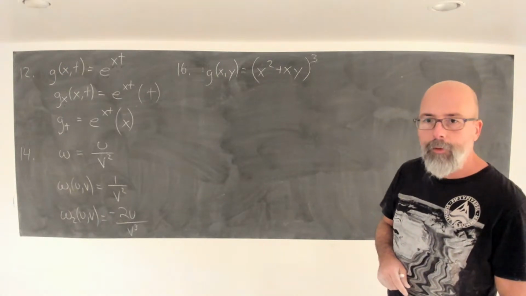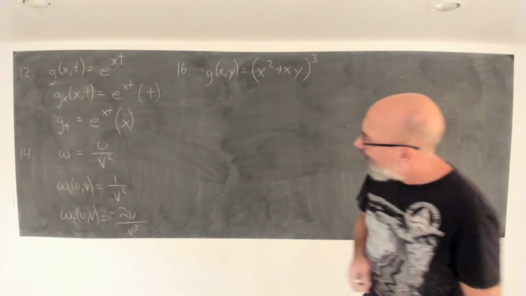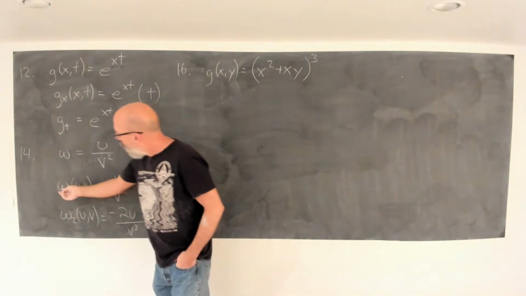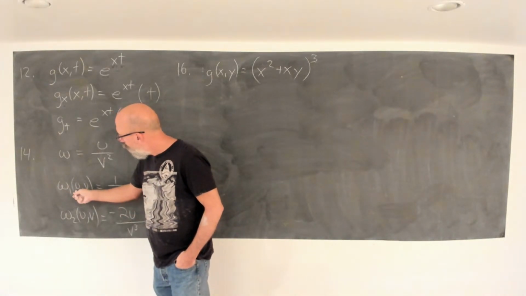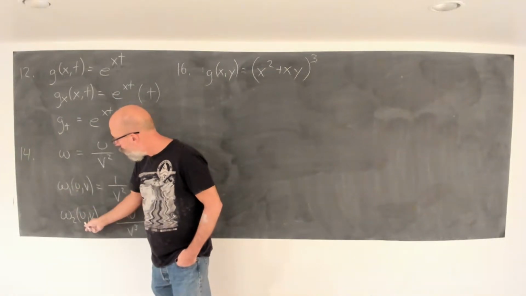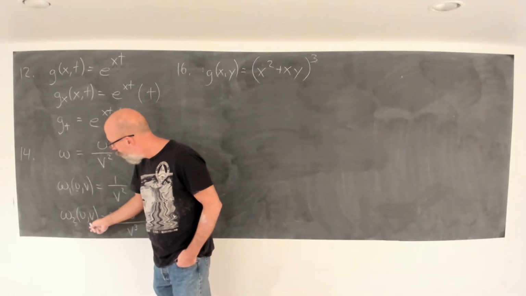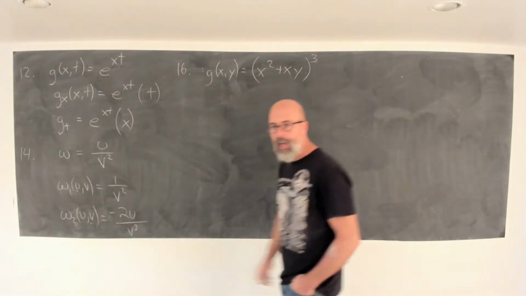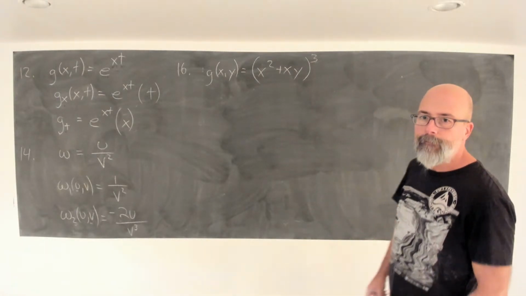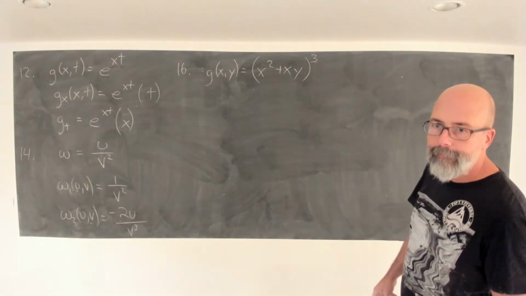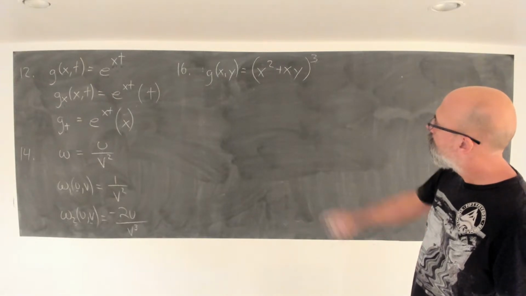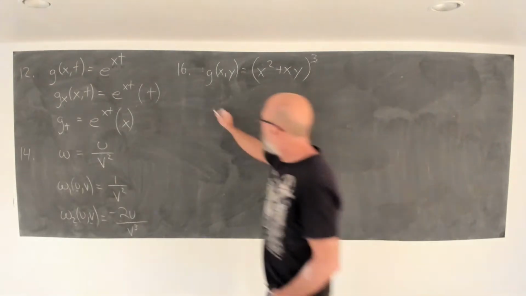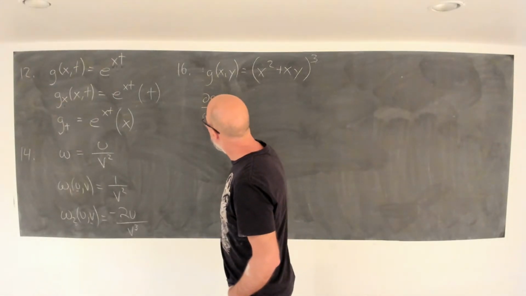What are we talking about here? W1 is the partial derivative of w with respect to the first variable. So 1 is with respect to the first variable, 2 is with respect to the second variable. Here we go. dg dx.